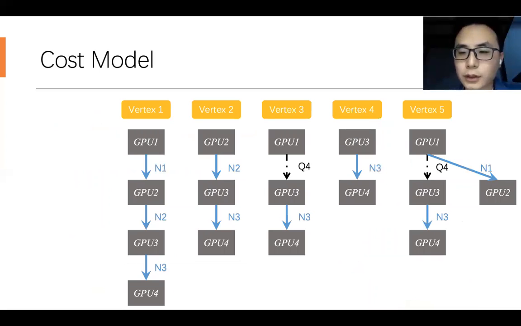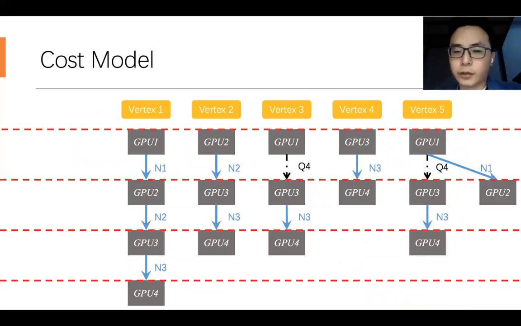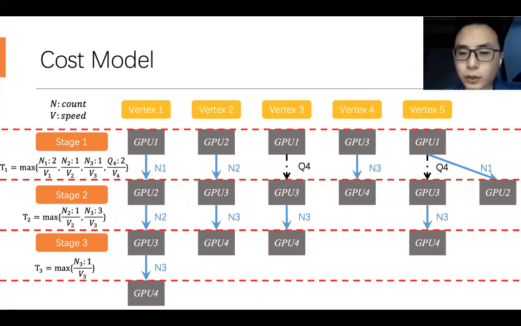Given the solution space, we use a cost model to guide our algorithm. Assume we know the strategy of all vertices. In our cost model, we first partition the communication strategy into stages, and we assume the communications on the same stage happen at the same time. So in each stage, we know the number of vertices going through each link and the speed of each link. We can easily calculate the communication time of this stage, which is the maximum of the vertex count over link speed for all the links.